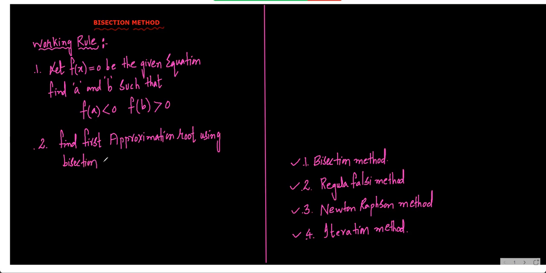Bisection itself indicates that we are dividing. Using the bisection method, your first approximate solution, let us assume that it is x1, should lie between these two values that we have assumed: (A plus B) divided by 2. Then we have to calculate f of x1 and examine its sign.